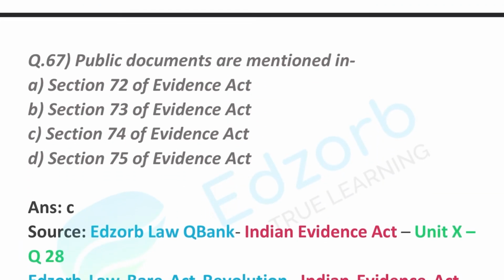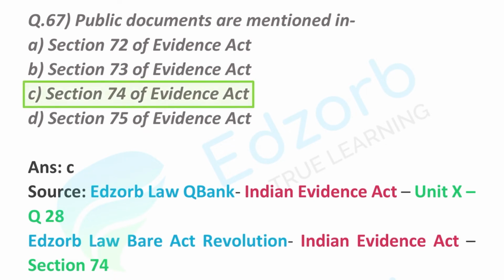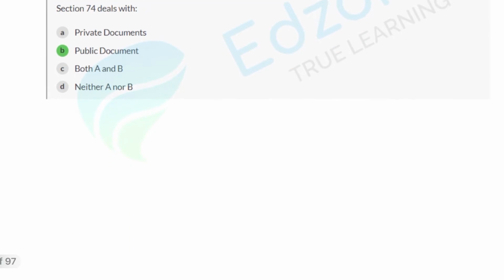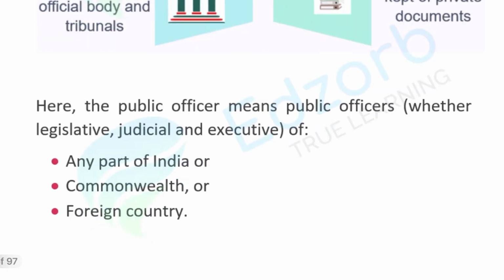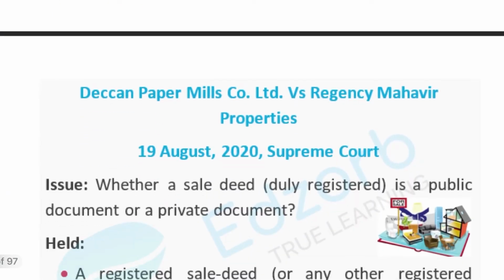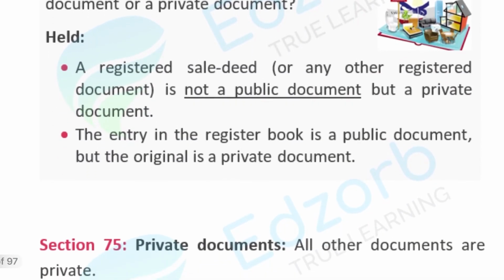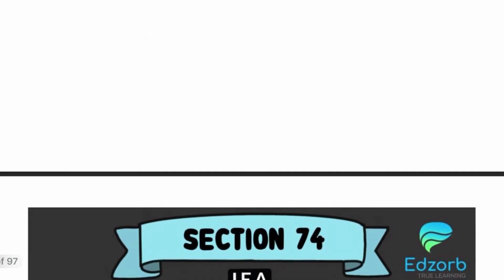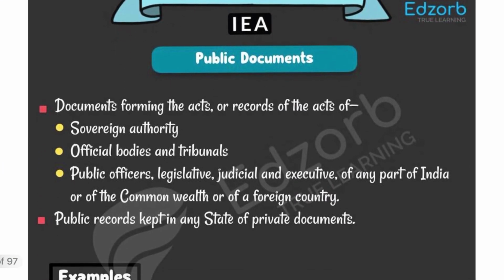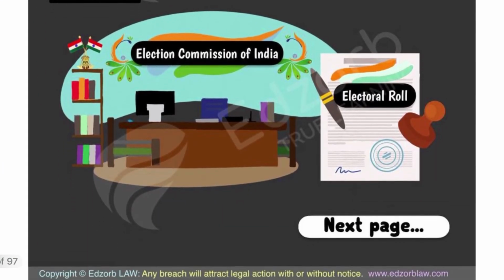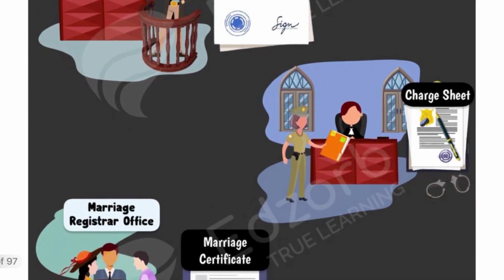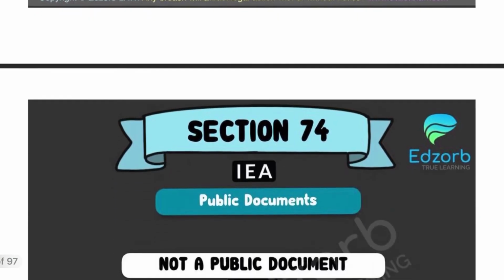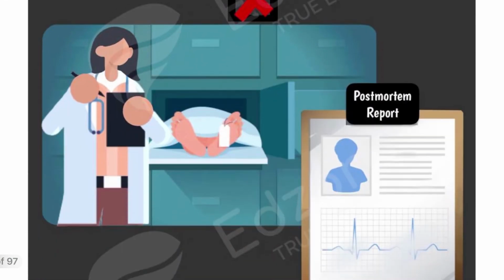Coming to question number 67, so public documents are a matter of section 74, which is option C over here. This may be an easy to remember depiction of the same. Note that an original sale deed is a private document under section 75, however. Now let us quickly depict by examples as to what all would form, what all would not form public document for you. I think you would find the illustrations quite interesting.